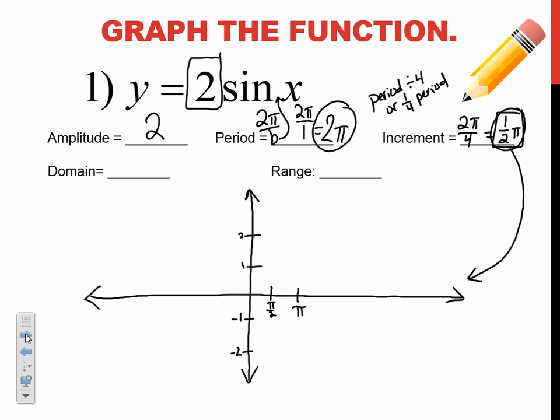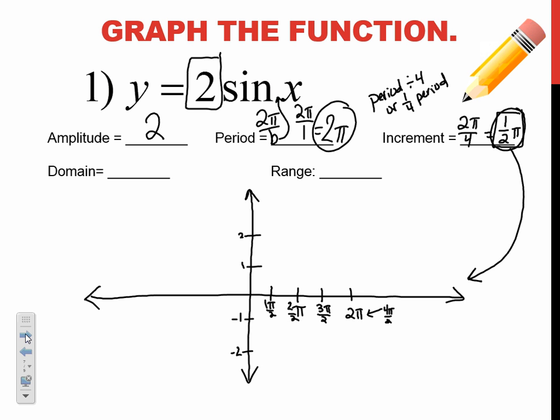So pi. So this is 1 pi over 2. This would be the same thing as 2 pi over 2. The next one will be 3 pi over 2, which is the same thing as 1 1/2 pi. And the last one will be 2 pi. So we're numbering, increasing by pi over 2 each time. 1 pi over 2, 2 pi over 2, 3 pi over 2. This is the same thing as 4 pi over 2, just simplified. The increment tells me how we number our graph.